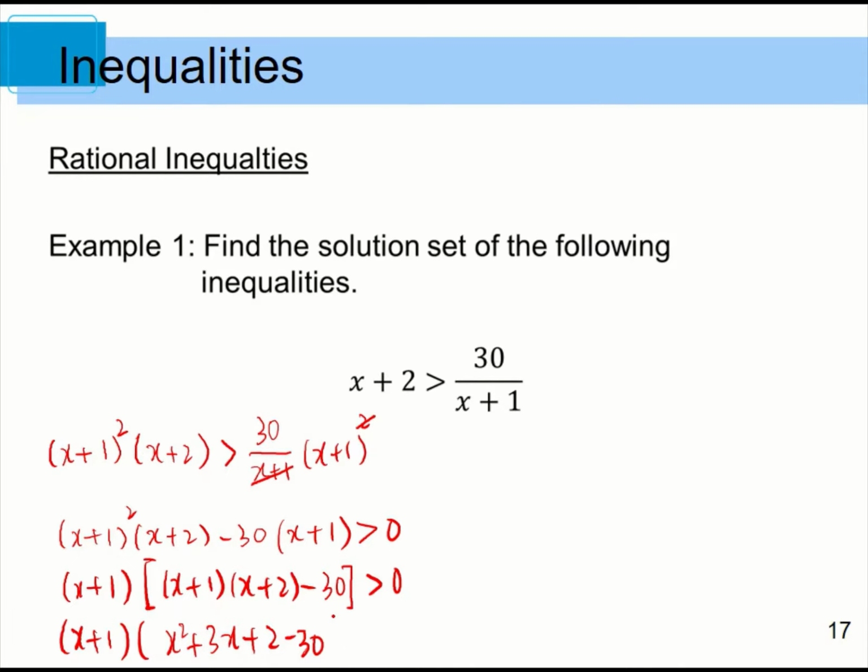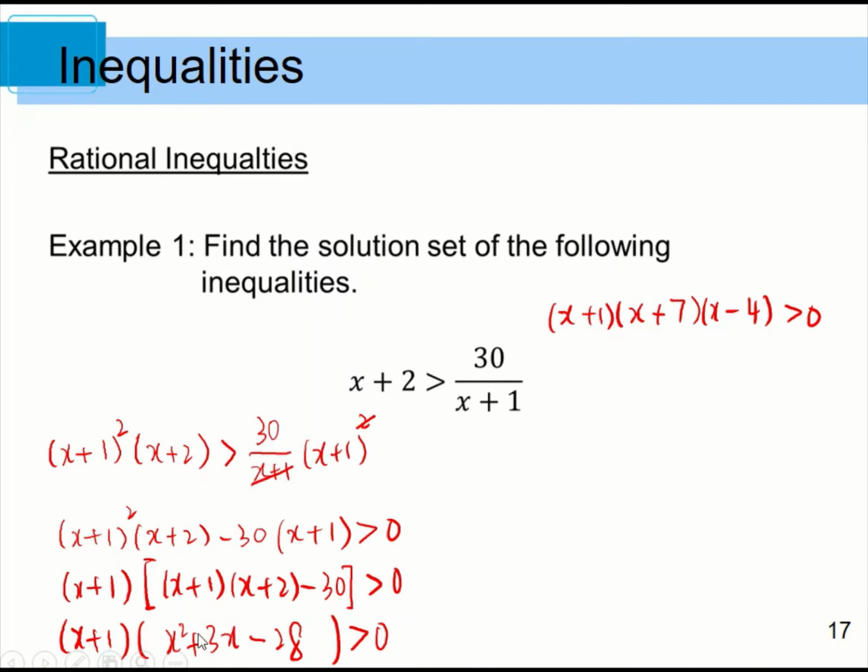So 2 minus 30 is negative 28. So to make it easier, we just put negative 28. Alright, this is greater than 0. And furthermore, we are going to simplify this. We have x plus 1, x plus 7, x minus 4 is greater than 0.